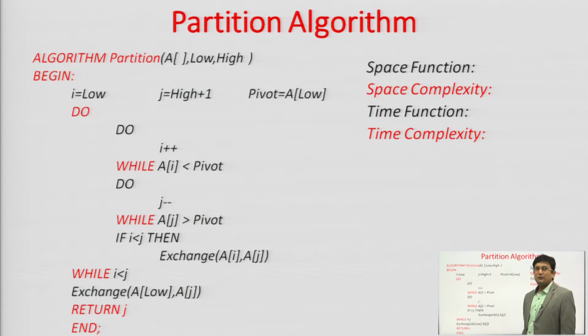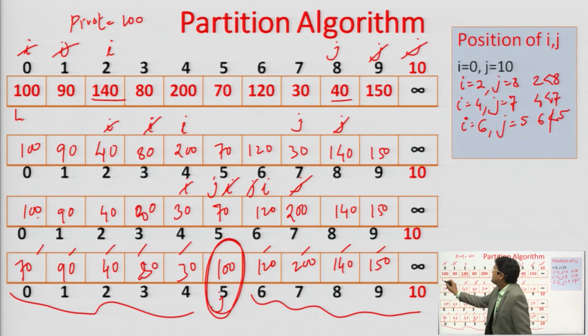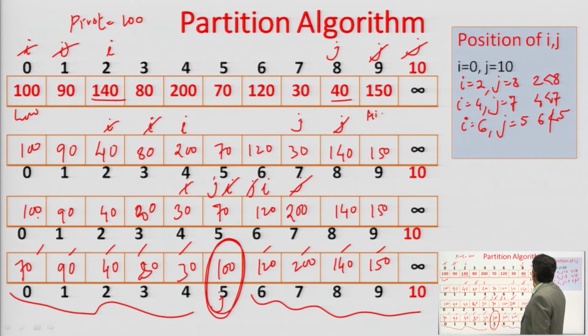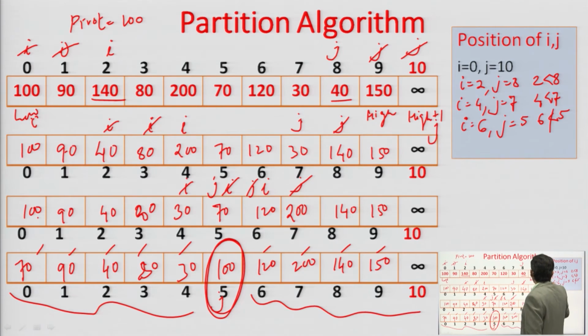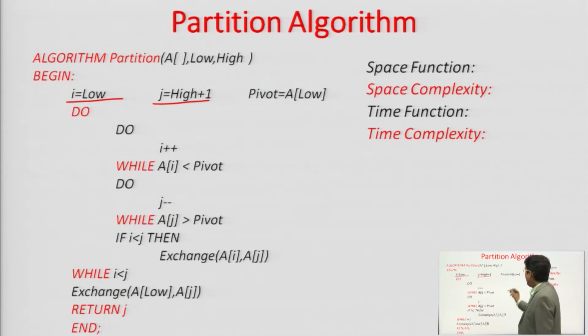Now, this is the algorithm for whatever operation we have actually written here. We are setting up I at the smallest index, j at the high plus 1 index. What is happening here is that this is low and this is high. From our side, we have taken the index 10, which has the element infinity. So, if this is high, this index will be high plus 1. We initialize I at the low index and we initialize j at the high plus 1 index. And the element at the smallest index, that is the low index, is treated as the pivot.